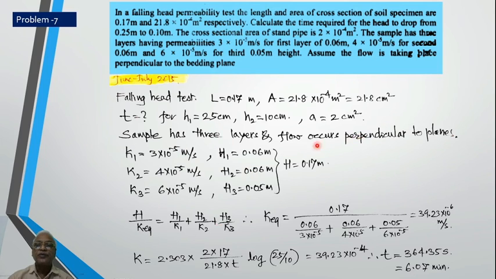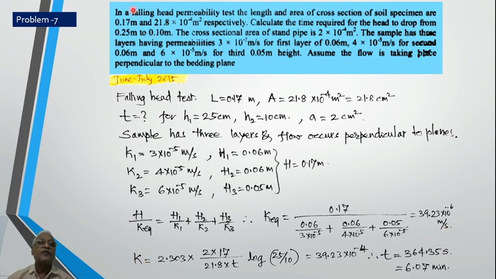So when the flow is perpendicular, H by K equivalent equals H1 by K1 plus H2 by K2 and so on. So K equivalent is equal to H divided by this whole expression. So I substituted everything and simplified. So this is the equivalent coefficient of permeability, 39.23 into 10 raised to minus 6 meters per second.